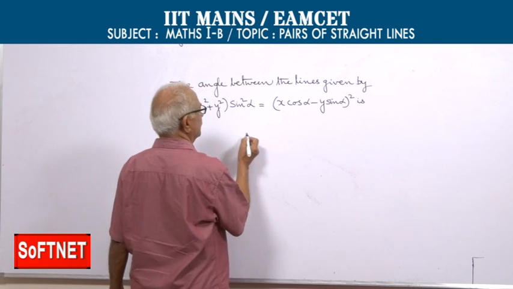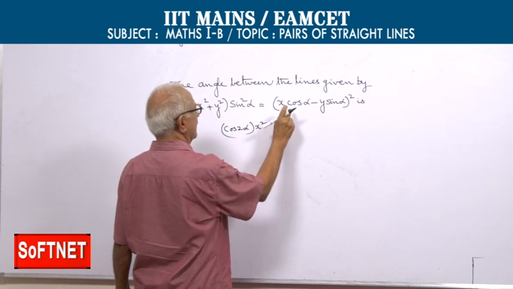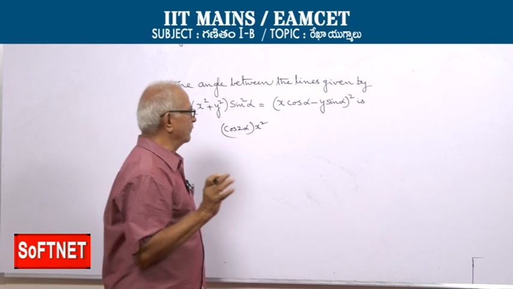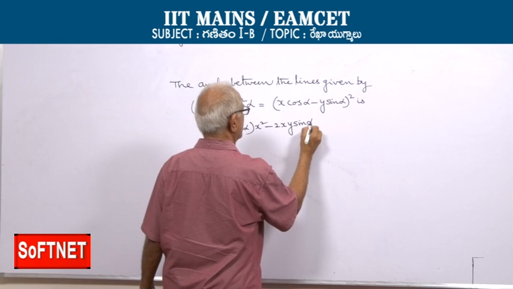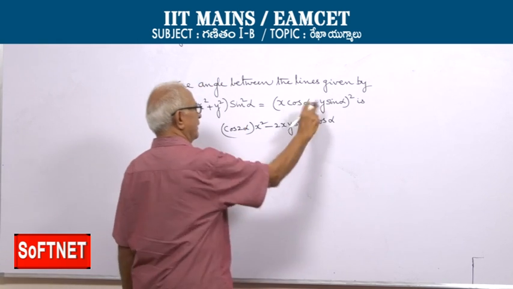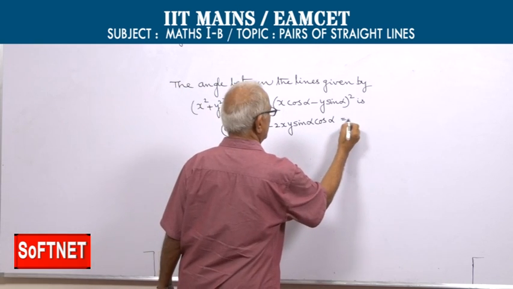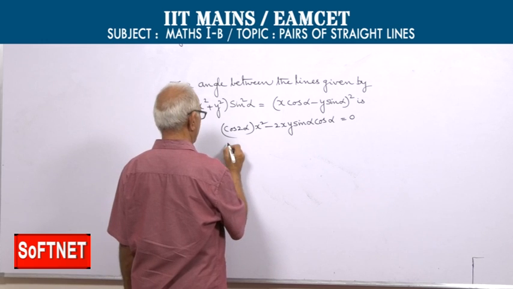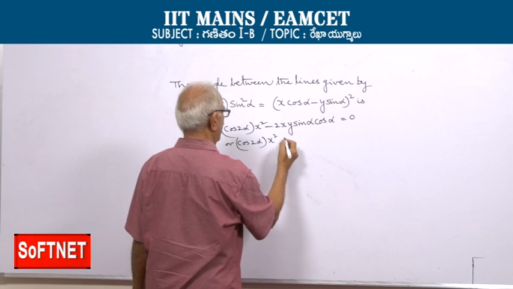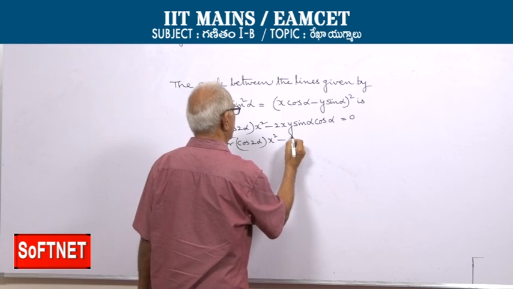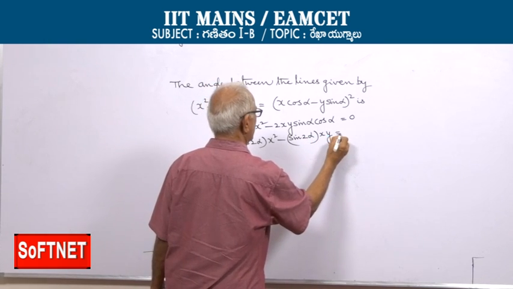So this is x square into cos 2 alpha, because cos square alpha minus sin square alpha, that is cos 2 alpha, minus 2xy sin alpha cos alpha plus y square sin square alpha, that will be cancelled. Or cos 2 alpha into x square minus sin 2 alpha into xy.